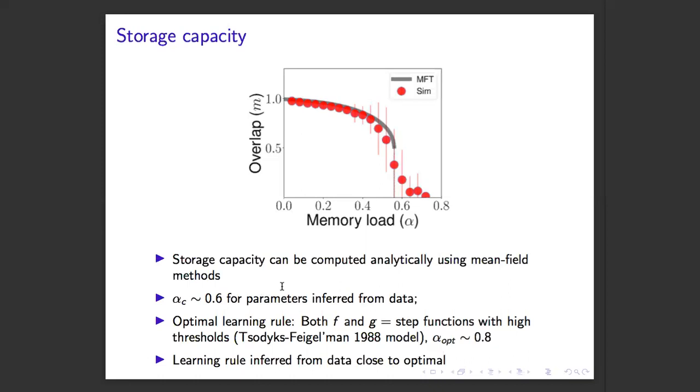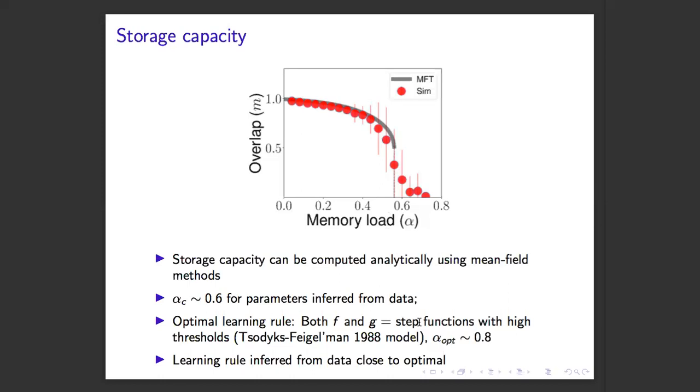So we also asked the question of what learning rule would maximize storage capacity. What we can do is try to find the functions f and g that lead to the highest possible storage capacity. Interestingly, what we found is that the optimal rule is one in which both f and g are step functions with high thresholds. With this particular choice, the plasticity rule with such functions will binarize the input patterns.